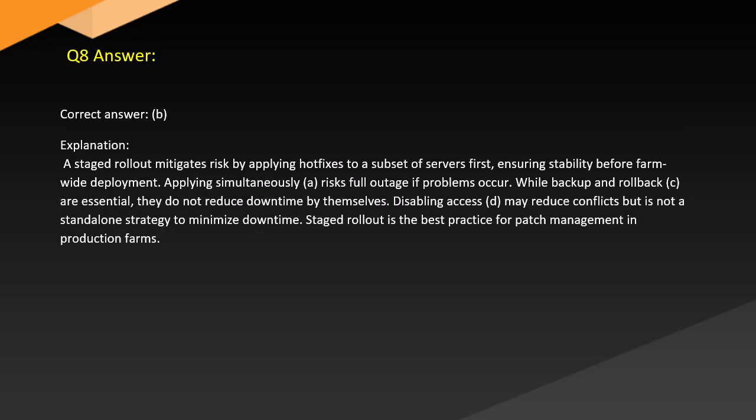Answer. Correct answer: B. Explanation. A staged rollout mitigates risk by applying hotfixes to a subset of servers first, ensuring stability before farm-wide deployment. Applying simultaneously, A, risks full outage if problems occur, while backup and rollback, C, are essential. They do not reduce downtime by themselves. Disabling access, D, may reduce conflicts but is not a standalone strategy to minimize downtime. Staged rollout is best practice for patch management in production farms.